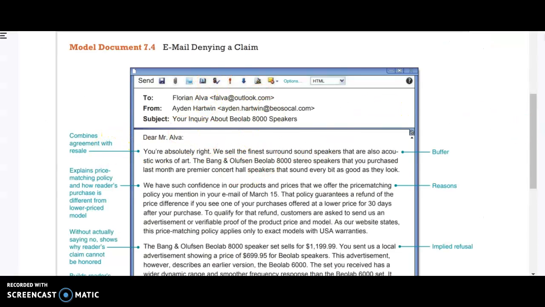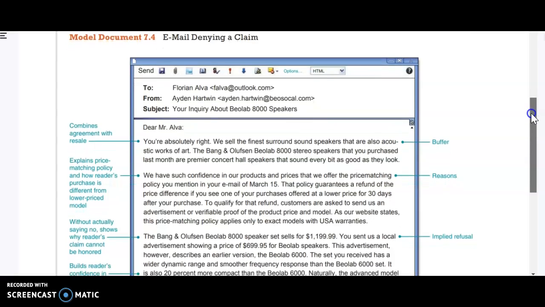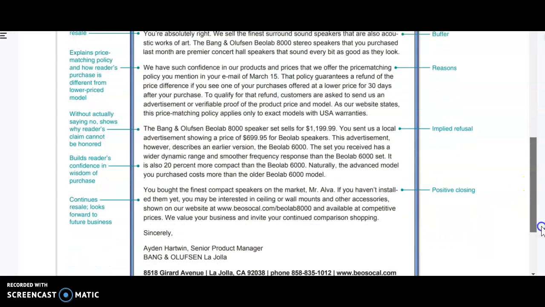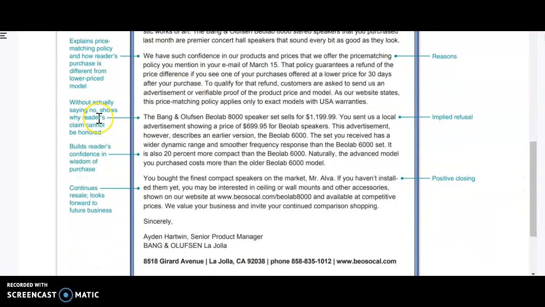So here is the email denying a claim. Okay. And it has a buffer. You're absolutely right. We sell the finest surround sound speakers that are also acoustic works of art. And then it explains the price matching policy and how the reader's purchase is different from the lower price model. And it gives the reasons. There's an implied refusal without actually saying no, shows why the reader's claim cannot be honored.